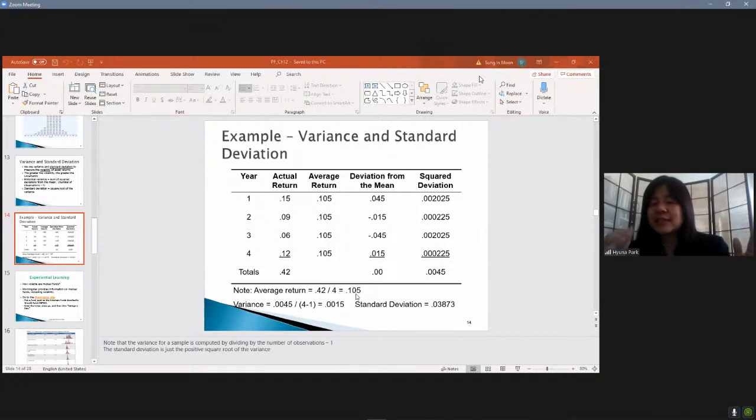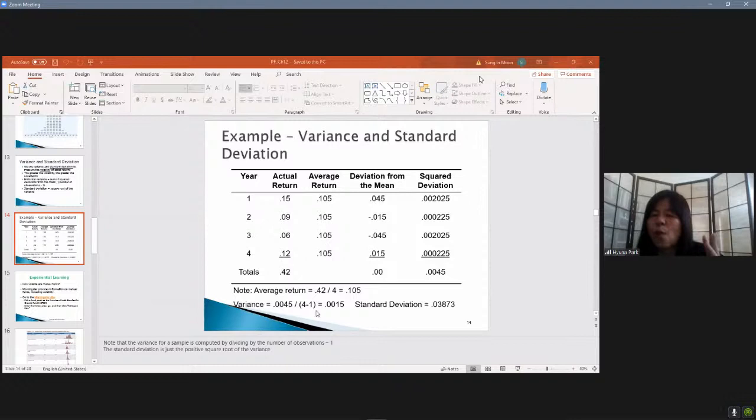So deviation from the mean, you need to calculate for each observation, you subtract average return from the actual return, realized return for each year. So deviation from the mean can be positive, can be negative, and you need to square and add them all and divide it by 3, not 4. Because why do we subtract 1 from 4? It's a statistical concept. Because we lost 1 degree of freedom in calculating average. That's why the degree of freedom here is 3, not 4.